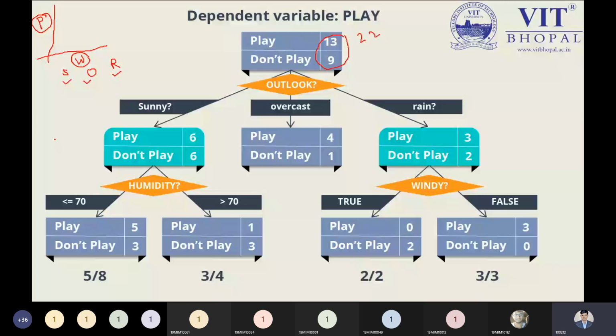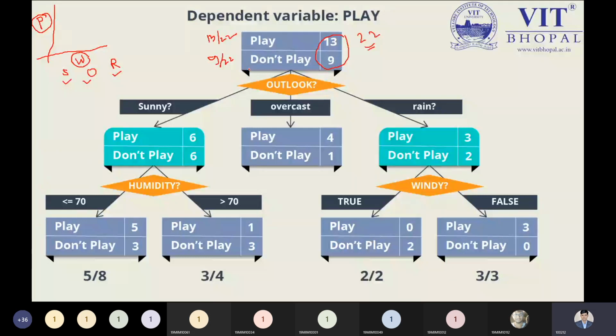From this point, the total number of samples we have is 22. From this, we find 13 people are ready to play the game, but 9 people are not ready to play the game. So we can easily determine the probability. How can we identify the probability of play here? That is 13 divided by 22, simple mathematically. And what is the probability of don't play? We have 9 divided by 22.